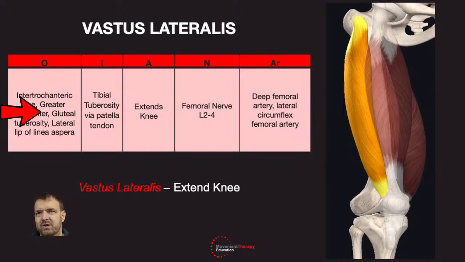It also goes up to your greater trochanter, and again, something that we've not really covered, but it's this area here. That's the bony lump on the top part of your femur. The gluteal tuberosity is around this area here on the back of the femur as well, where the glutes attach. And the lateral lip of linea aspera, that's that raised area on the back of the femur. Okay, cool. Let's have a look at that.